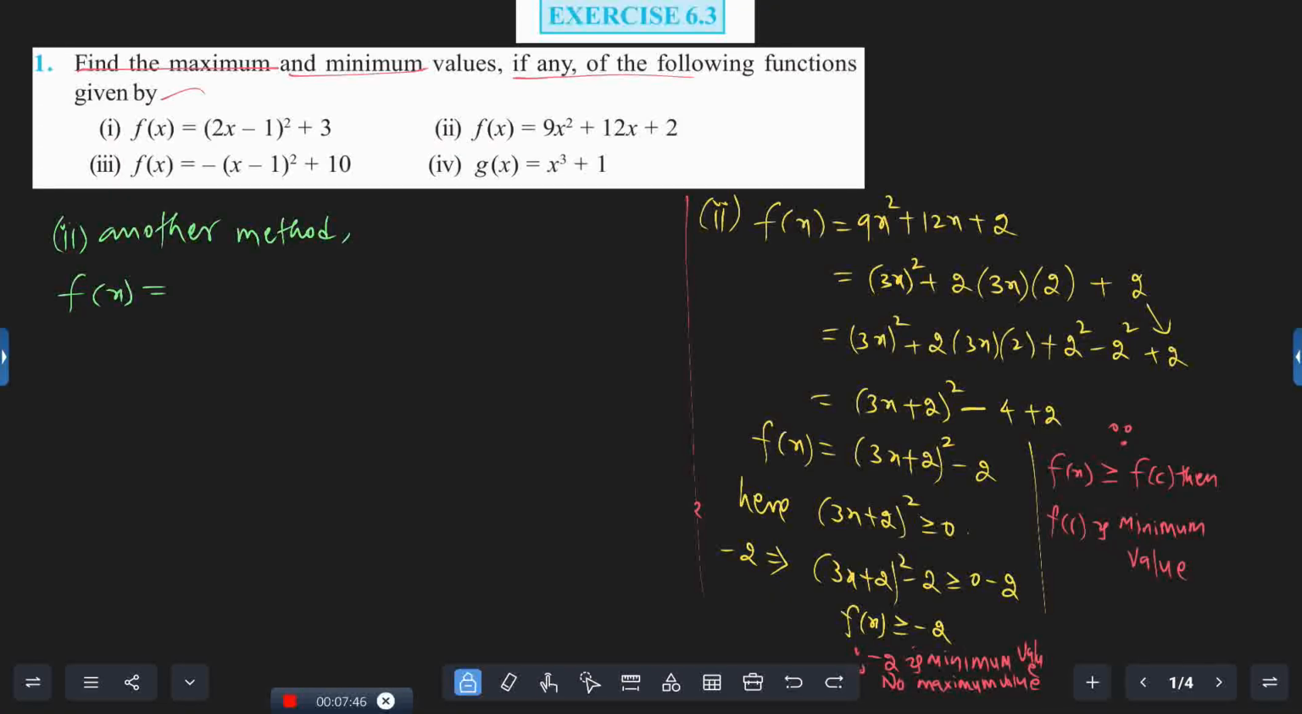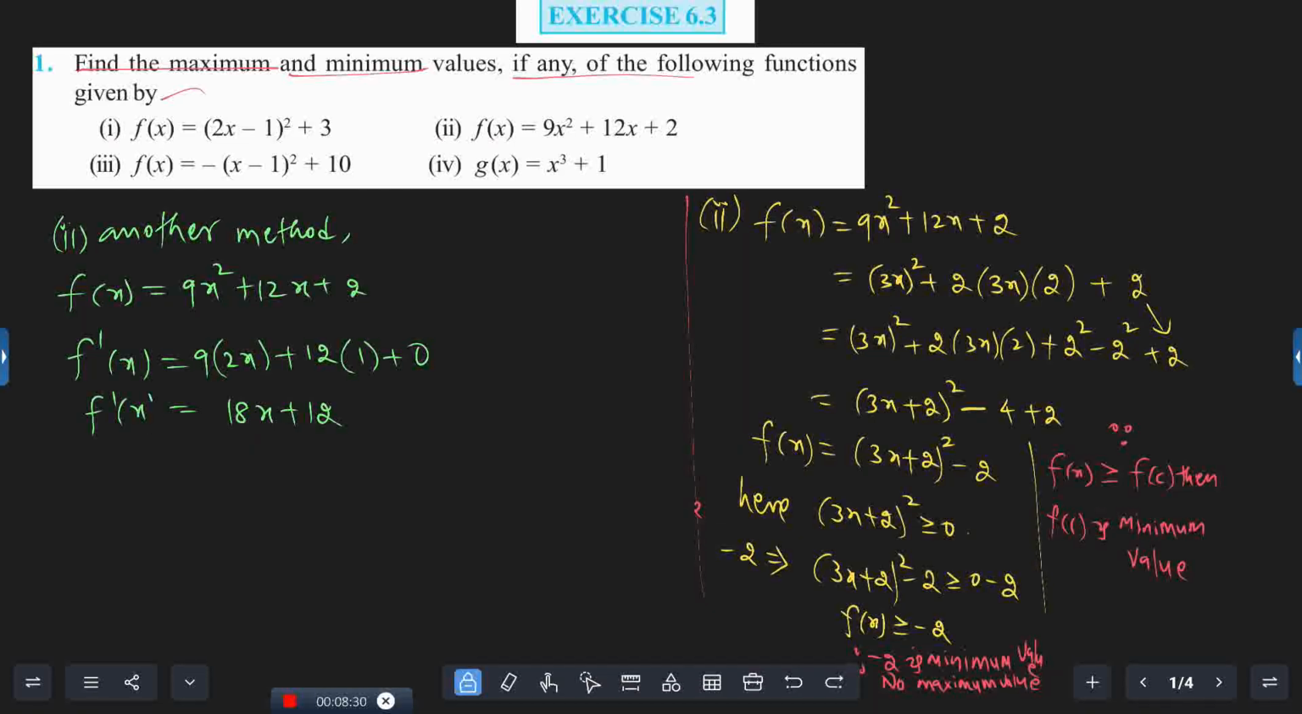First you take f of x equals 9x square plus 12x plus 2. Any one method is enough, but in future we don't know which method you will like, so I'm doing two of the three methods for this question. So f dash of x is, when I differentiate x square, 2x. Plus 12 into the derivative of x, which is 1, plus the derivative of the constant, which is 0. So 9 twos are 18: 18x plus 12.